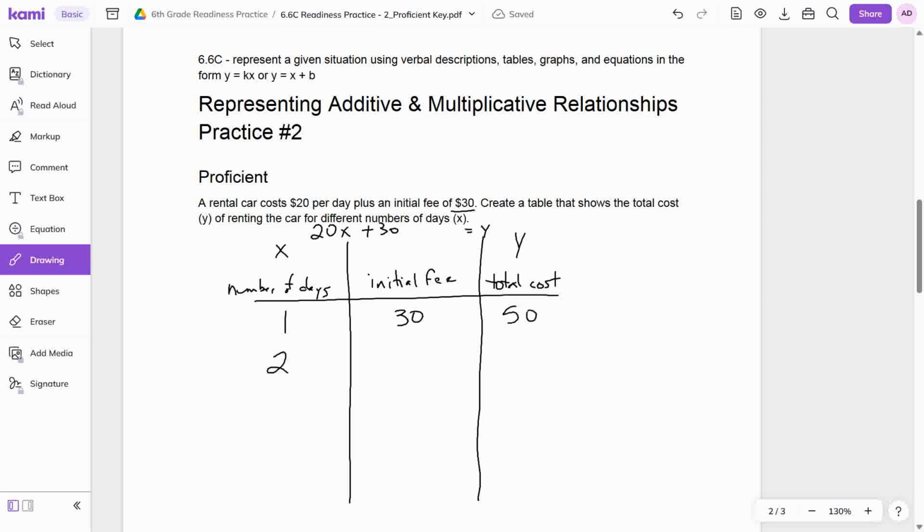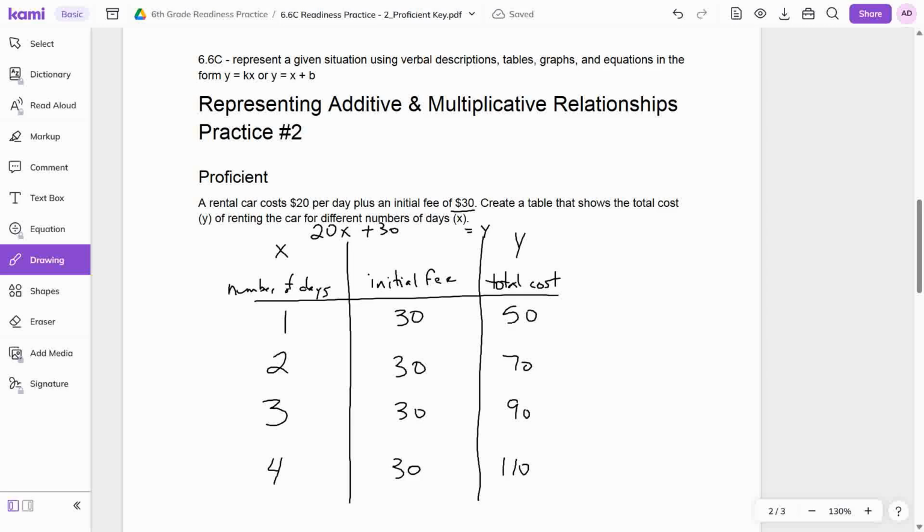If I did 2 days, it's going to be 2 sets of 20, so that's going to be 40. That initial fee does not change. That's constant, and that's going to be $70. If I did 3 days, 20, 40, 60, plus that initial fee of 30, that's going to be 90. Now we see the pattern here. If I'm going up by ones on my x's, I'm going up by 20 on my y's because it's $20 per day. So that is a table that we can show.